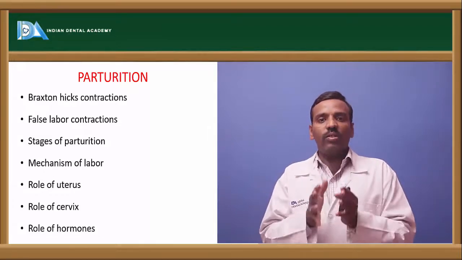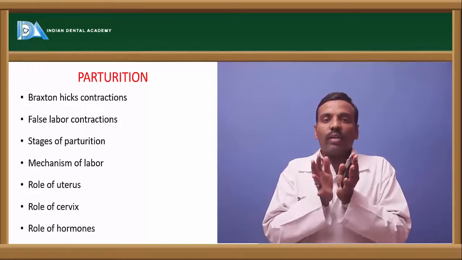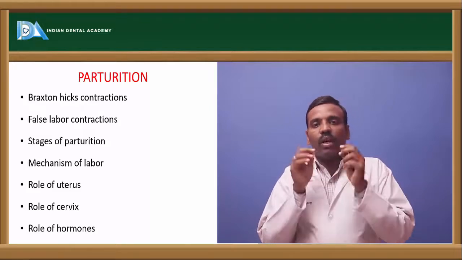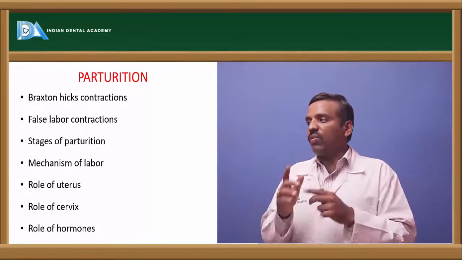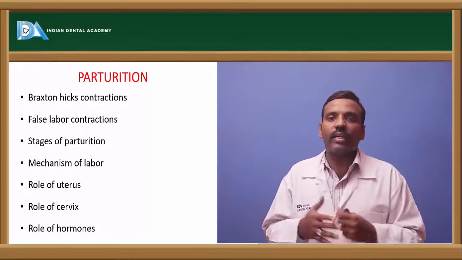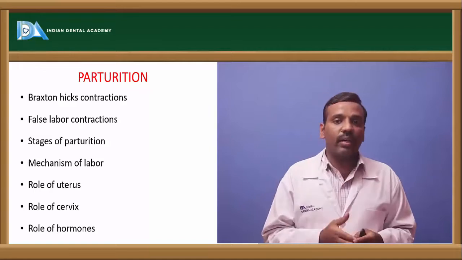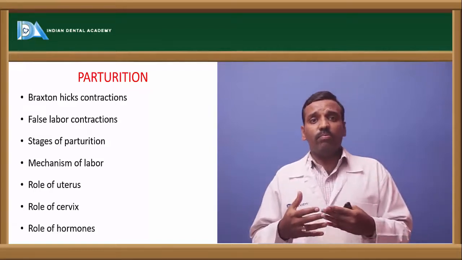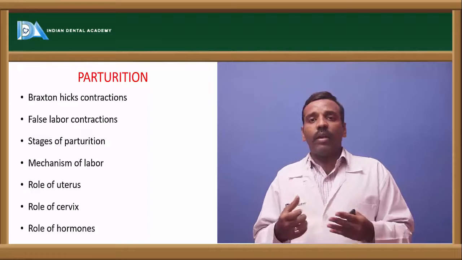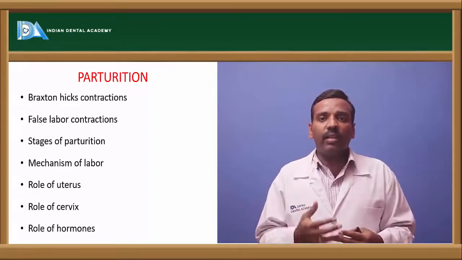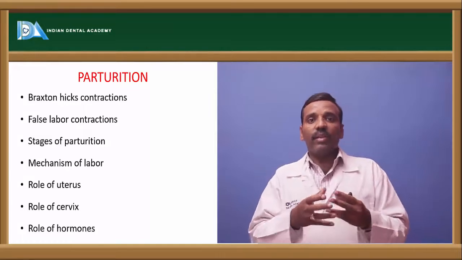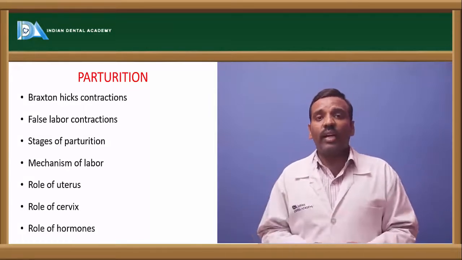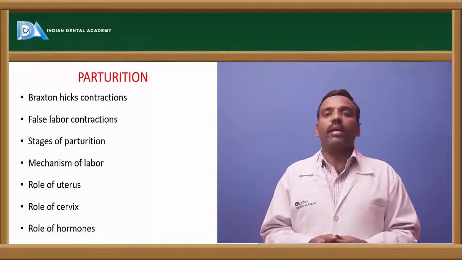So it is a contraction of the uterus by the release of oxytocin. Simple. The first one is Braxton Hicks contractions, and next is false labor contractions. Sometimes the pregnant lady feels like the baby is coming out. Such contractions are called false labor contractions.